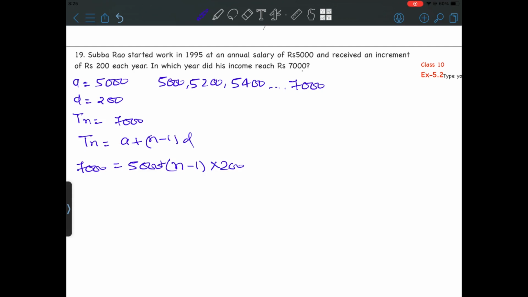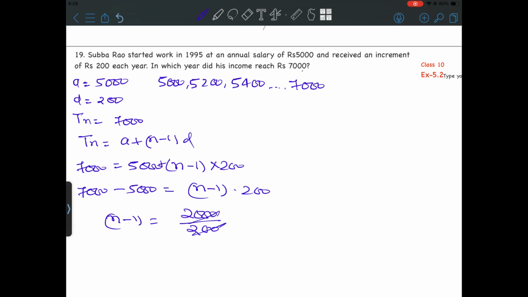So now, okay, 7,000 minus 5,000 is equal to n minus 1 into 200. That gives us n minus 1 is equal to 2000 upon 200. That is 10 times. It means that n is equal to 11. So after 11 years, his salary will become 7,000.